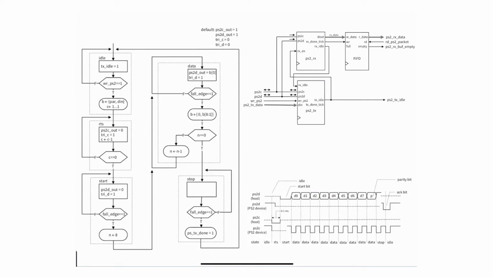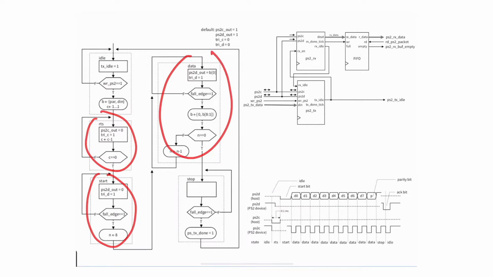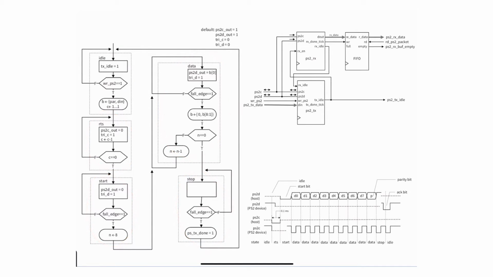So let's jump into the design of this particular transmitter. It's pretty similar to the receiver. It just has a little bit more states. It follows the timing diagram of the protocol like we have done before, and here's the whole system. So let's see how it's doing. First, we know that it has an idle state, a request to send state, a start state, a data state, and a stop state. So it has a little bit more states than the receiver.